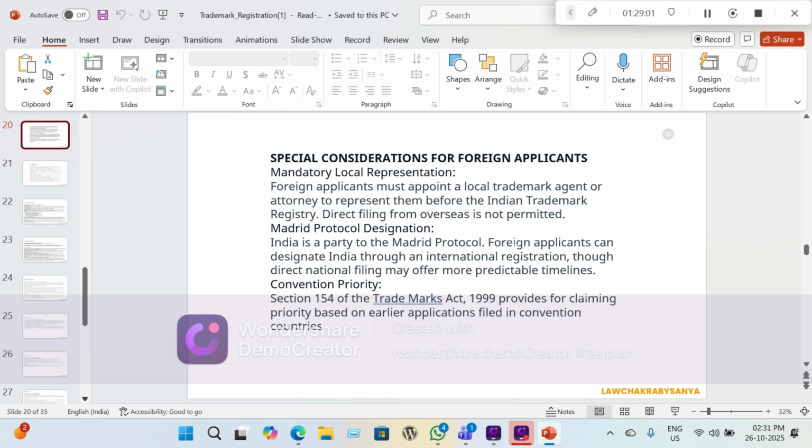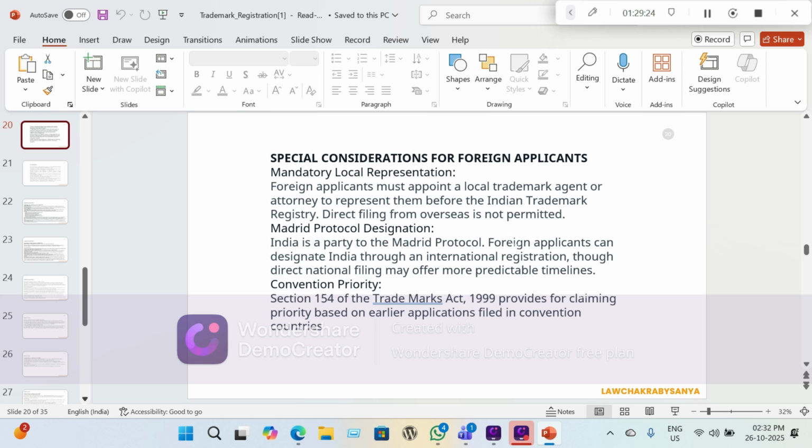And then there is convention priority, like we discussed. So if you're a convention country and you are already registered in a convention country and you give those details in your application, then you will be considered as having prior rights, and your application will be processed faster, and it will prove as an evidence that you have priority over the mark. So you'll be registered in India also, being a convention country.